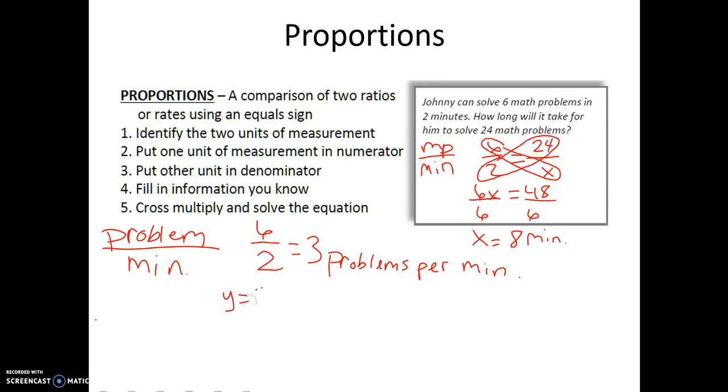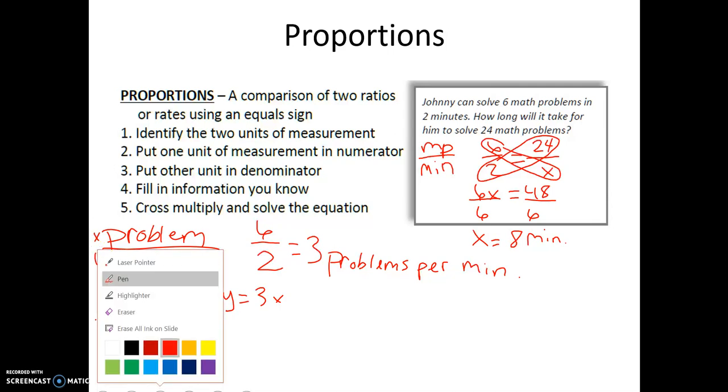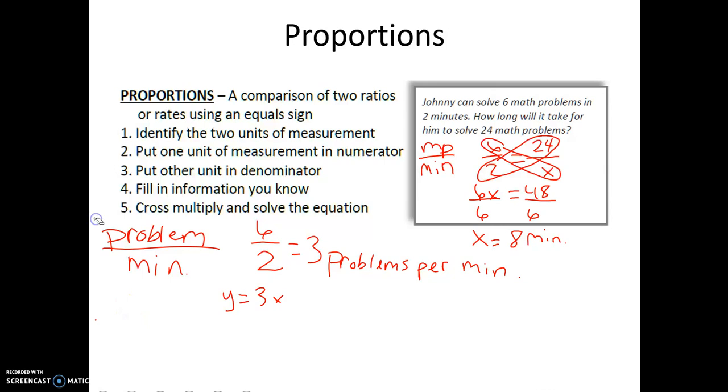Y is equal to 3x. 3 is the number of problems per minute, so it's a constant. And then in the problem, we're given 24 math problems. So that was our y, sorry. Y divided by x. And so therefore, the y is the 24 math problems.